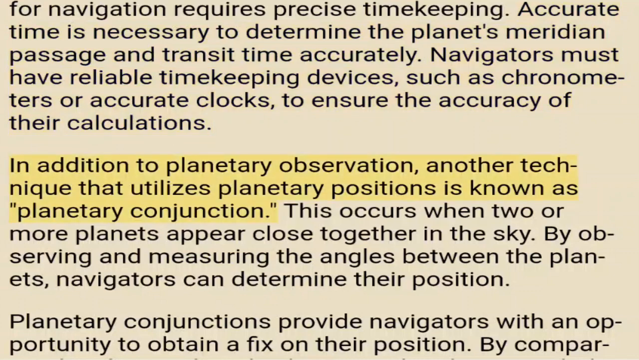In addition to planetary observation, another technique that utilizes planetary positions is known as planetary conjunction. This occurs when two or more planets appear close together in the sky. By observing and measuring the angles between the planets, navigators can determine their position. Planetary conjunctions provide navigators with an opportunity to obtain a fix on their position.